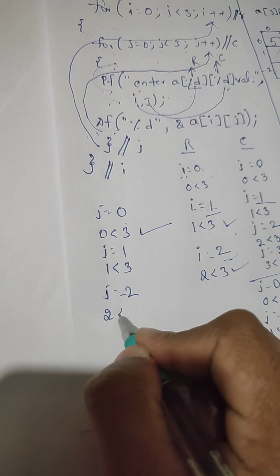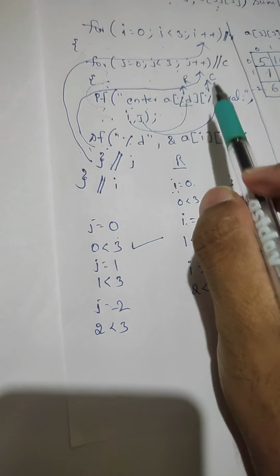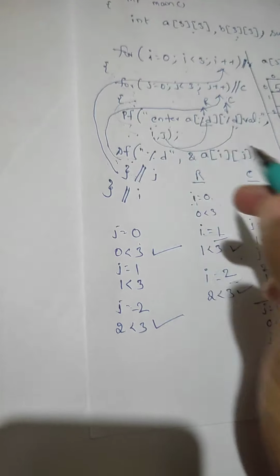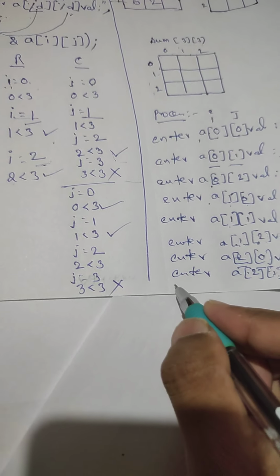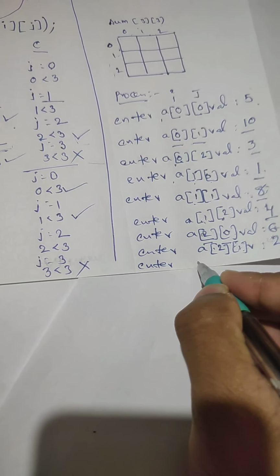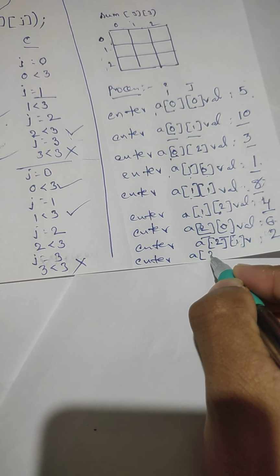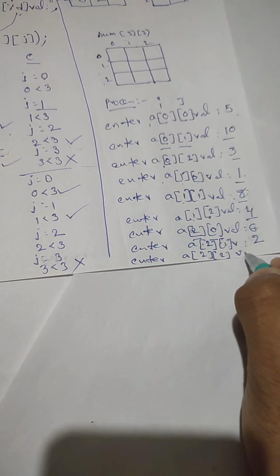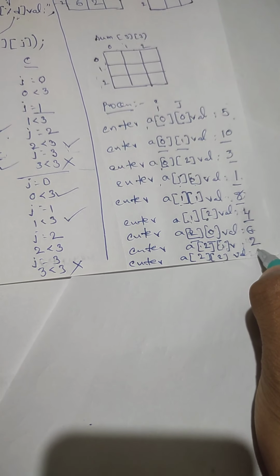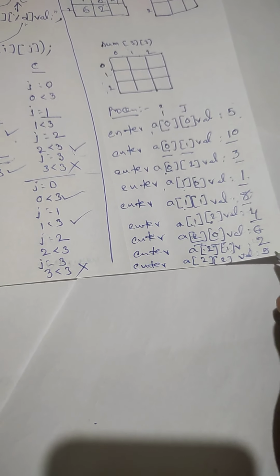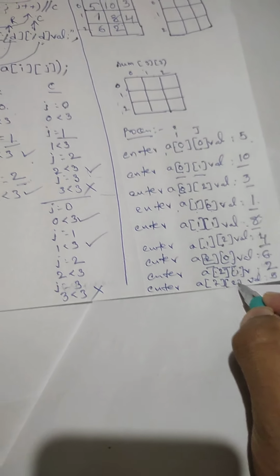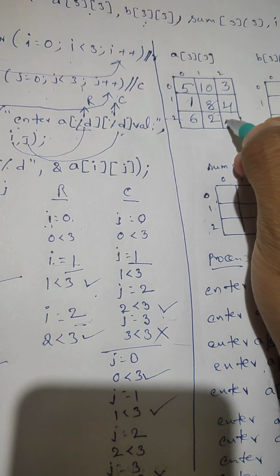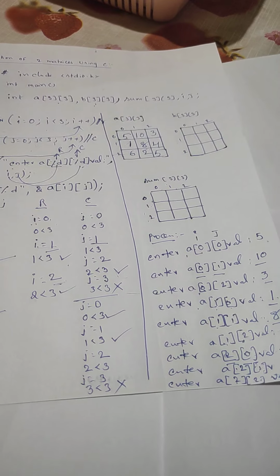And check the condition, 2 less than 3. Again the condition is true. Then the printf statement is executed, so in that case the printf statement prints enter A of second row and second column. Here I am inserting the value number 5. And 5 is stored in the second row second column. Second row second column, 5 is inserted.